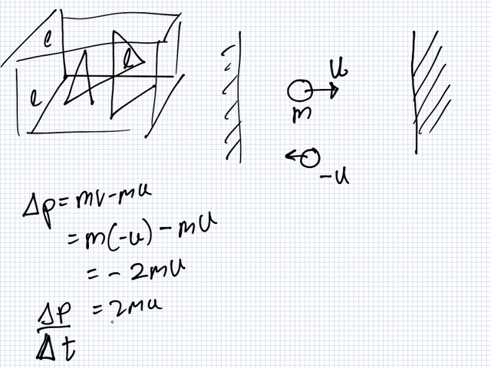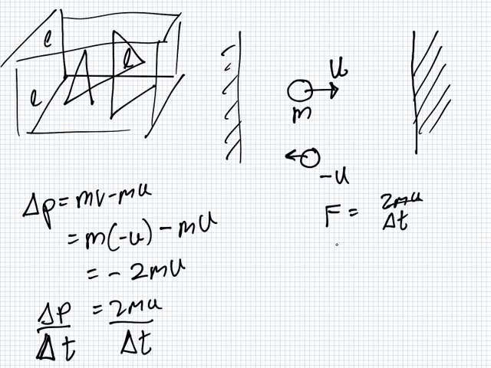Right, so delta P over delta T is 2mu over delta T. I divide both sides by delta T. Why did I do that? Well, what is delta P over delta T? F. So now we have F equals 2mu over delta T.